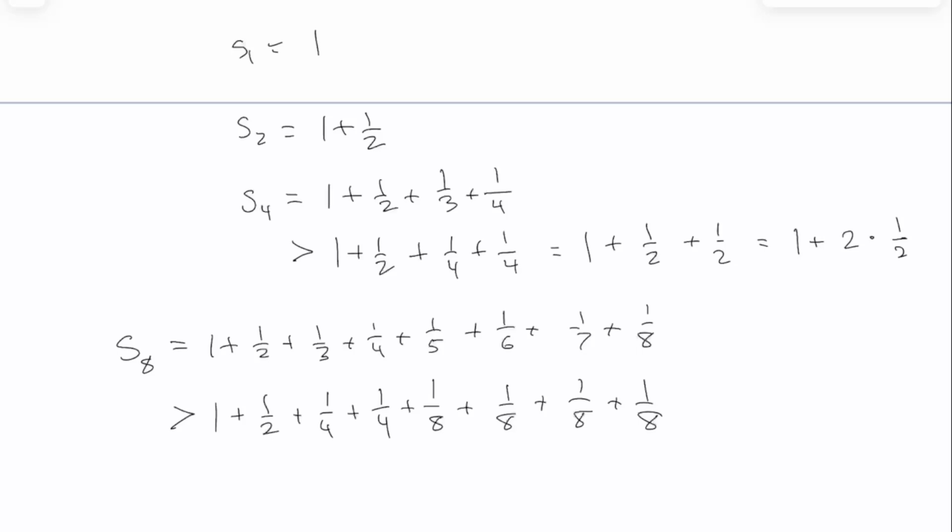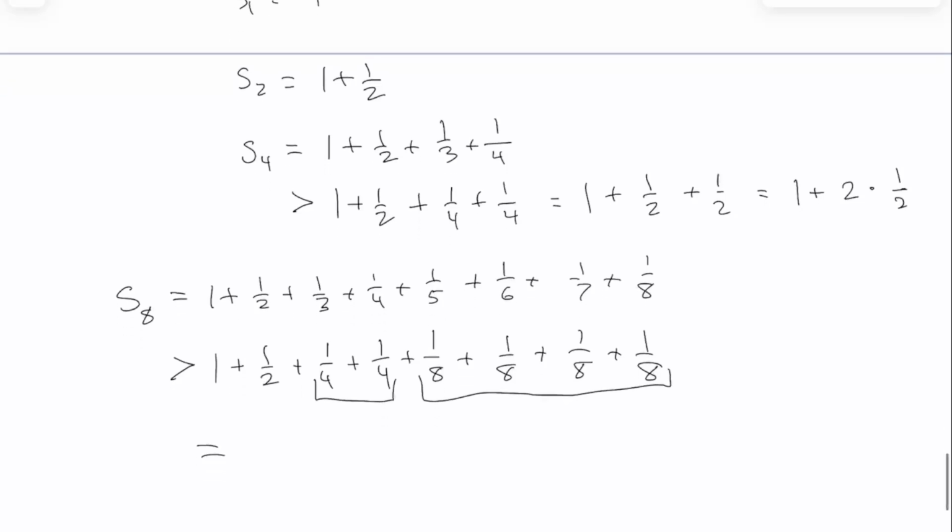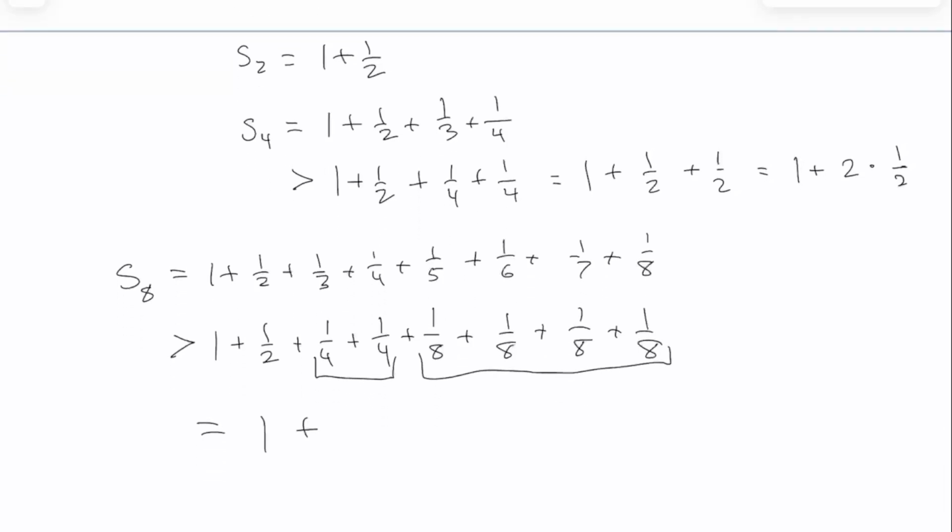But this time I can group these guys. So I'm going to just simplify this. These fourths add up to a half. These 4 eighths also add up to a half. So what I see now is 1 plus a half, and then another half, and then another half, which is 1 plus 3 times a half. All right?